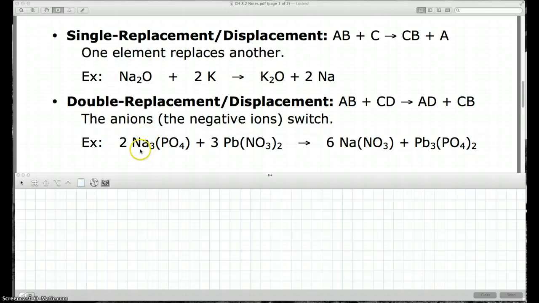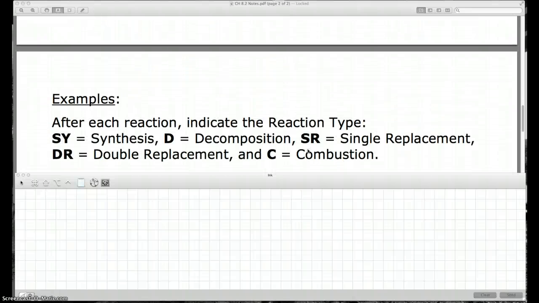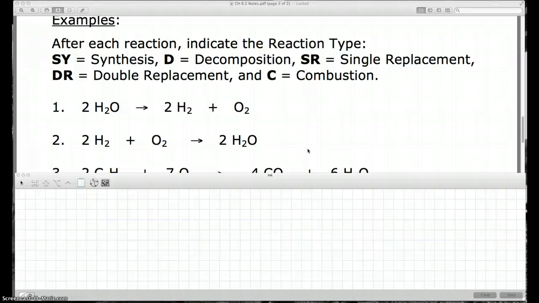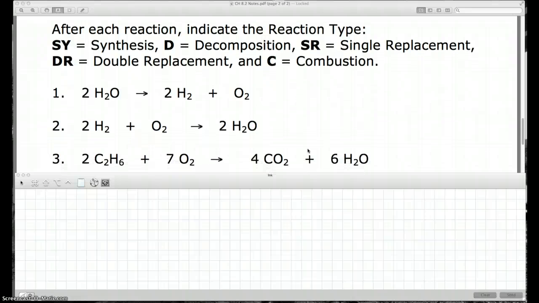If you notice on the left, sodium is with phosphate. Over on the right, sodium is with nitrate. So those are the 5 reaction types that we're going to focus on for this unit. And now you get to try some on your own. You don't have to copy these down or anything. I'll go through these in chunks, however many I can fit on a page here.